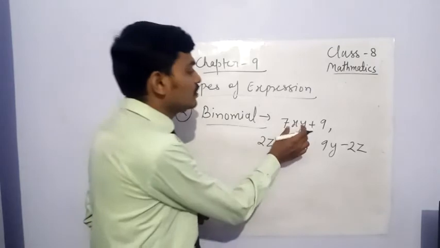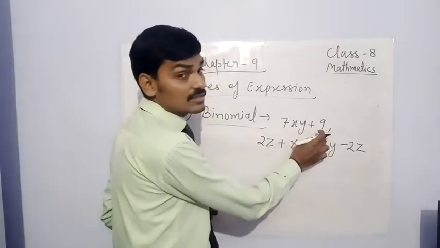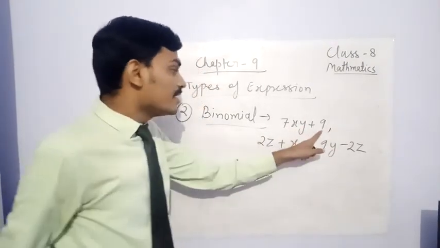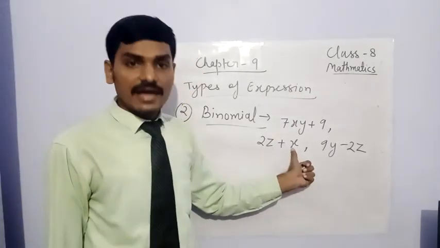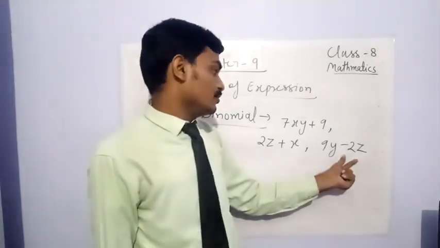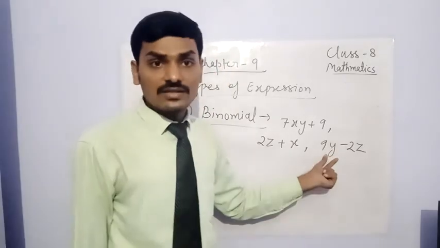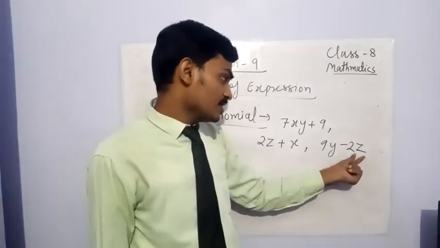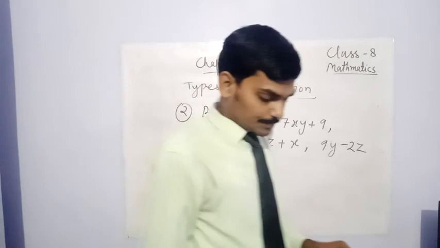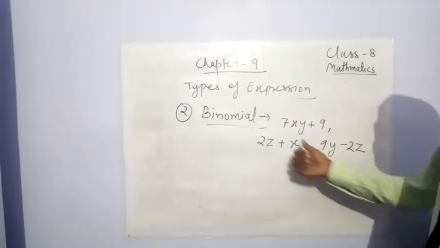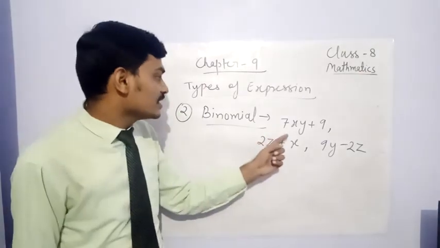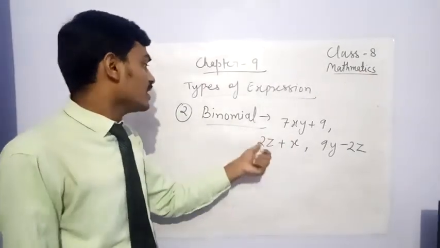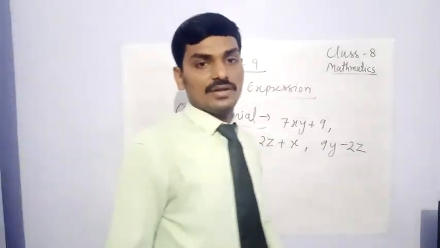One is 7xy and another one is 9. In this case, one is 2z and another is x. And in this binomial, one term is 9y and second term is minus 2z. So in all cases two terms are present, so we can say that these all are binomials.